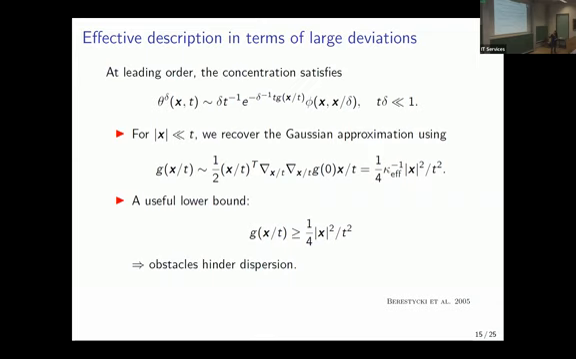So if we now expand using Taylor's theorem G for small x over t, then we can recover the Gaussian approximation. So we get something like 1/4 kappa effective to the -1 x squared over t squared, which once multiplied by t, then recovers the usual Gaussian that you are familiar with.